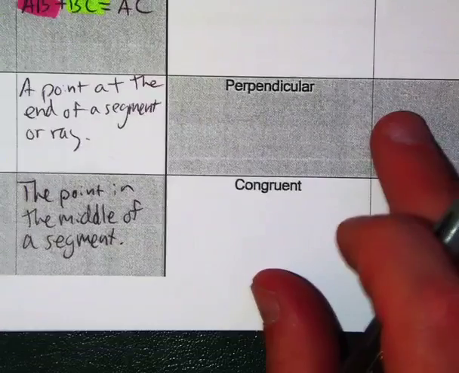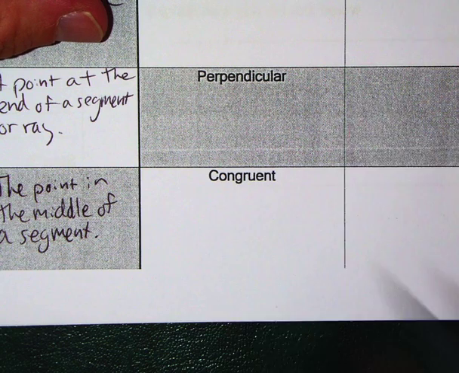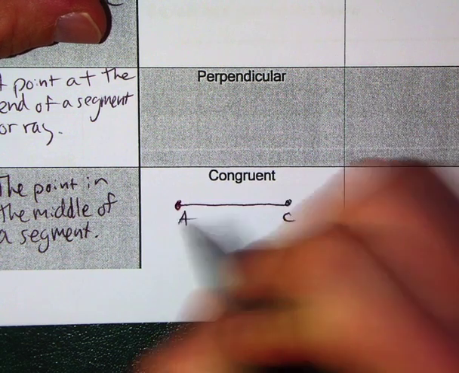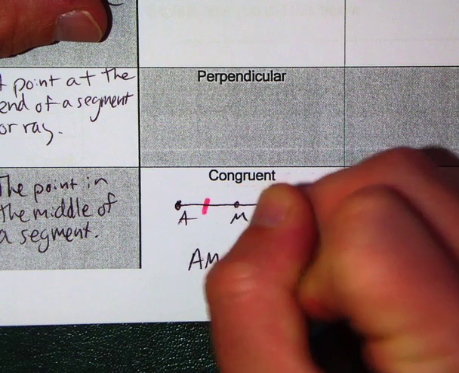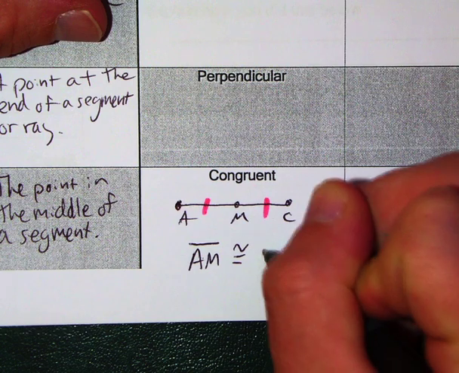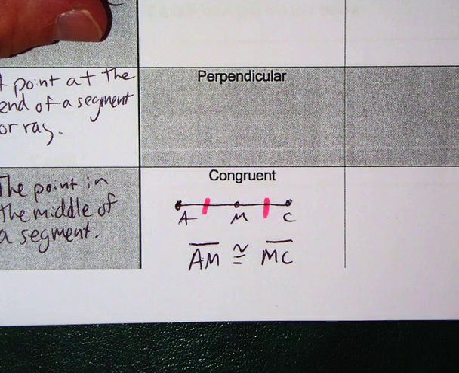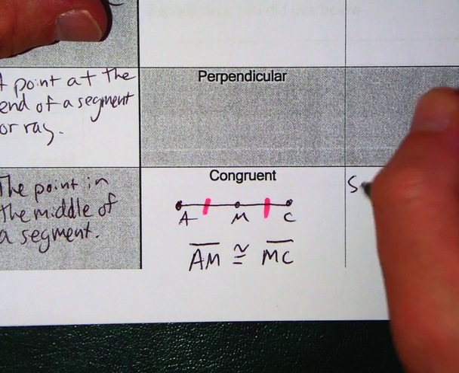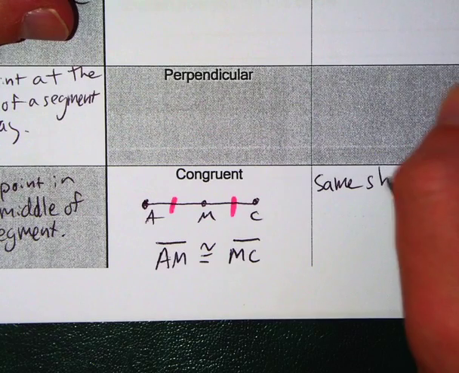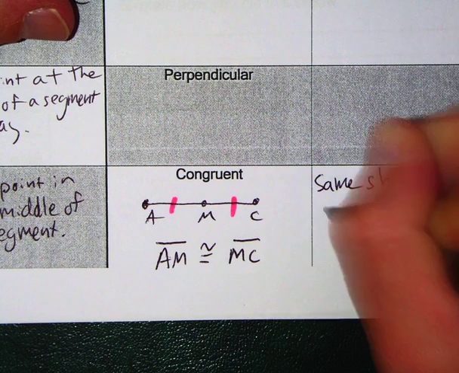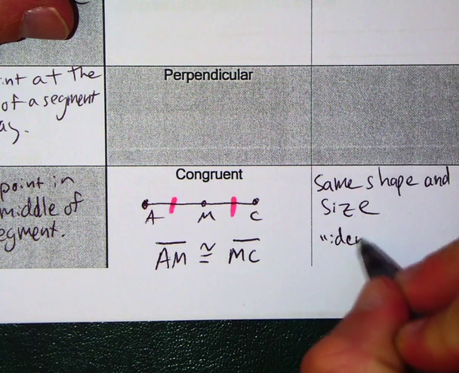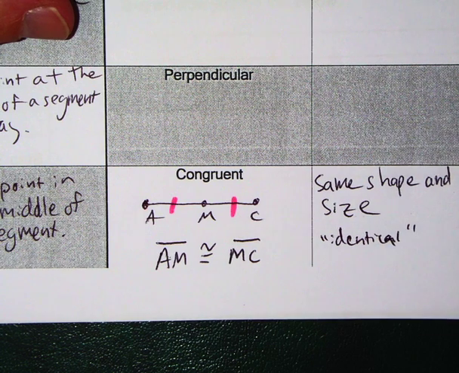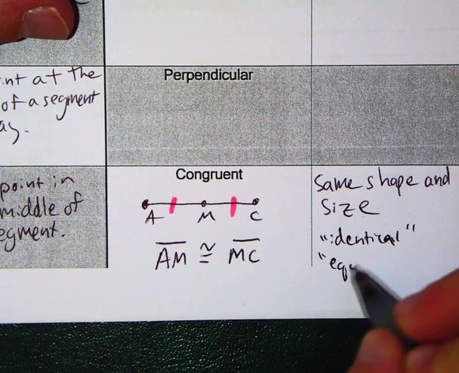So now, if we come over here, we can stick with that example. If we say that they're congruent, because M is the midpoint, then I could say that segment AM is congruent, so same shape and size, as segment MC. Same shape and size. You can really think identical. Or really just equal.